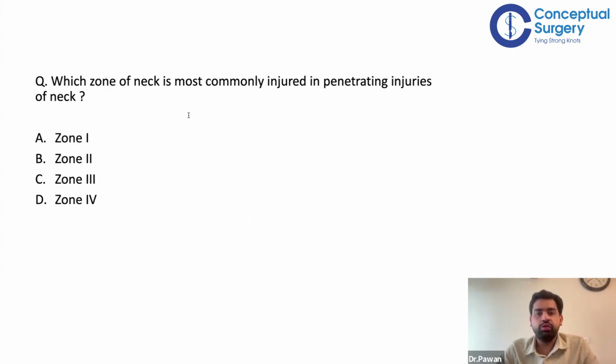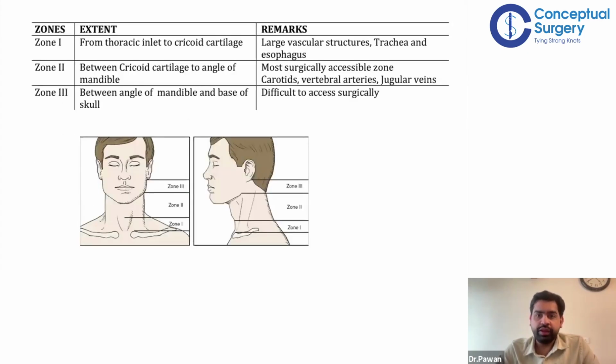Now let's have a look at the zones of the neck. How many zones of the neck are there? There are three zones of the neck. One is from the suprasternal notch to the cricoid cartilage. Second is from the cricoid cartilage to the angle of mandible. And the third one is from the angle of mandible to the base of the skull. So these are the three zones of the neck.